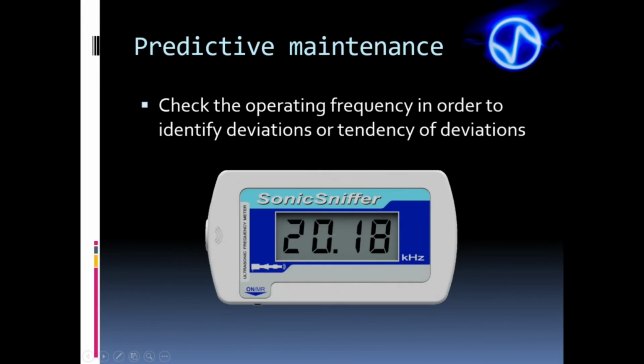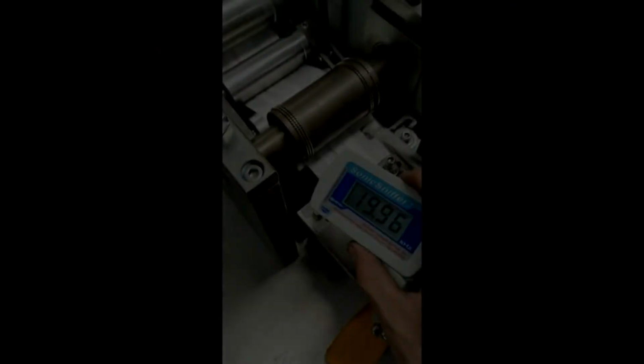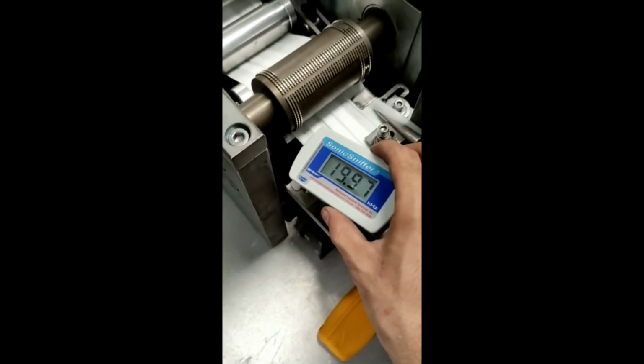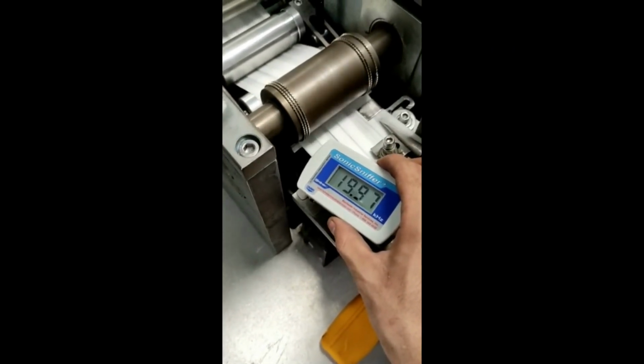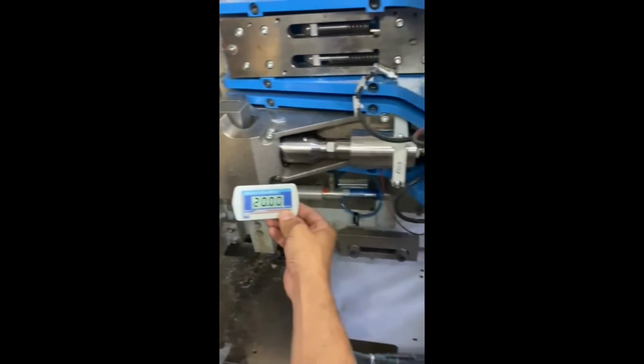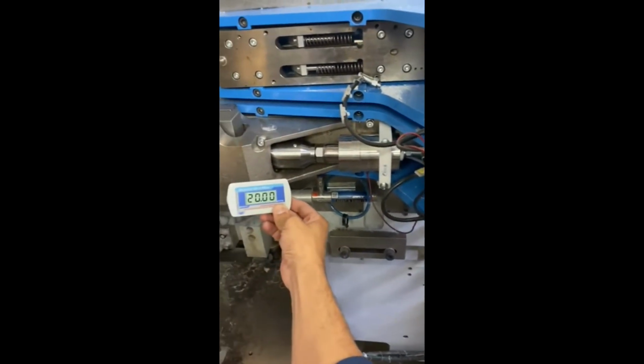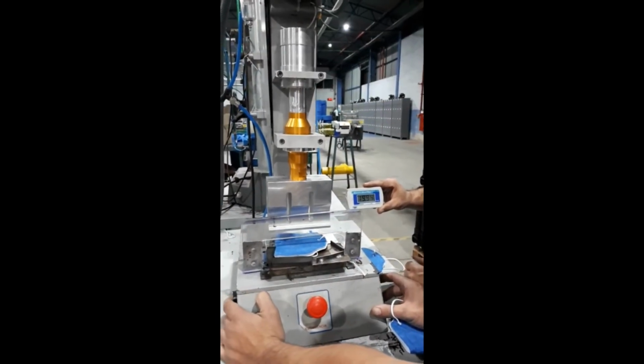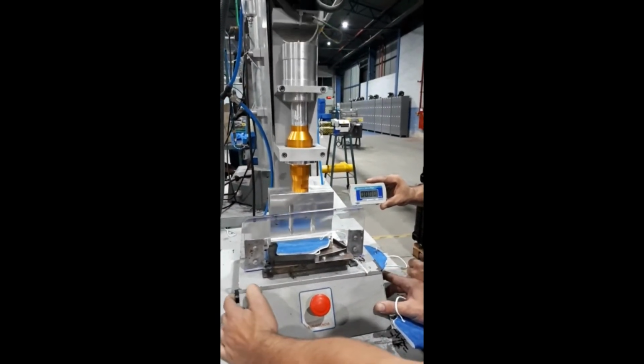To measure the frequency, we can use the sonic sniffer. The sonic sniffer is a non-contact ultrasonic frequency meter. It measures the operating frequency of the acoustic stack during the operation, without having to remove the stack from the machine. Thus, measurements are faster and much more practical.